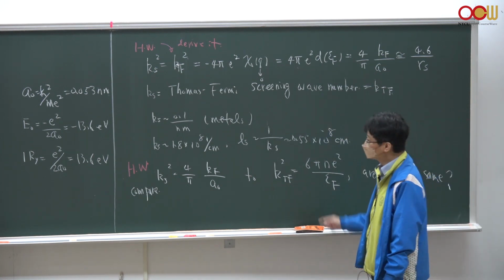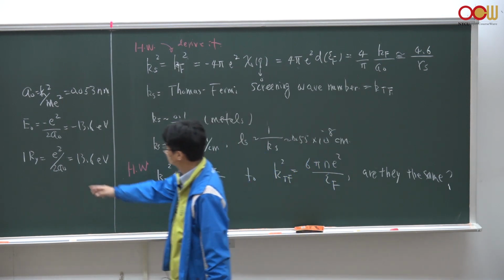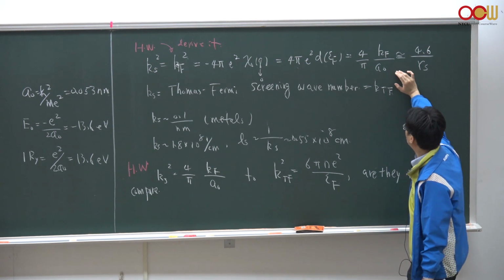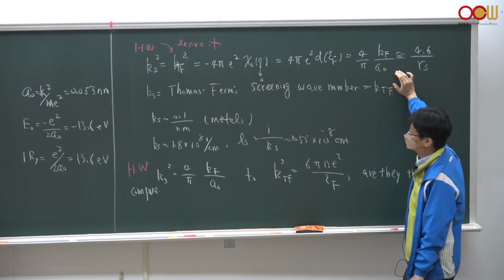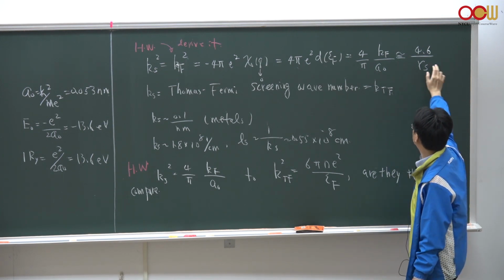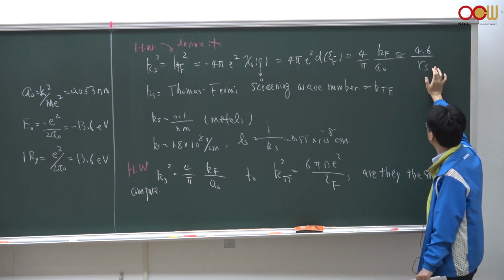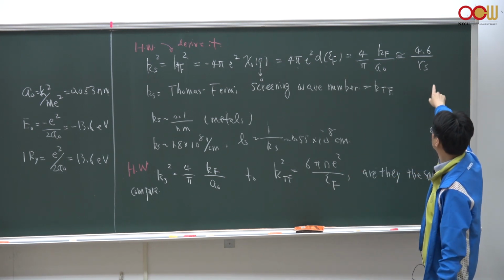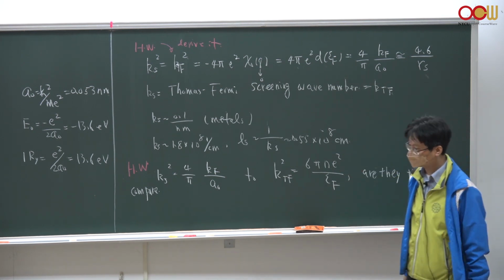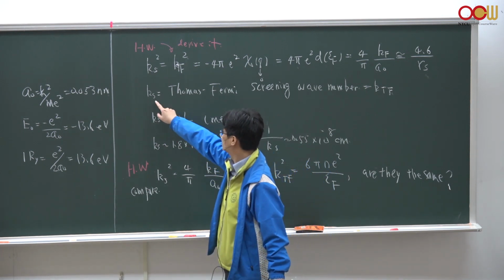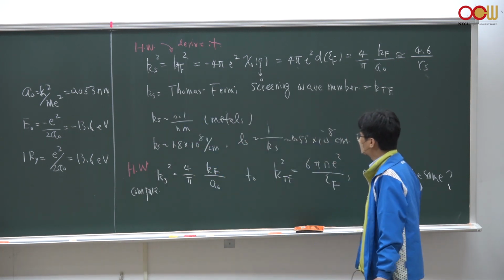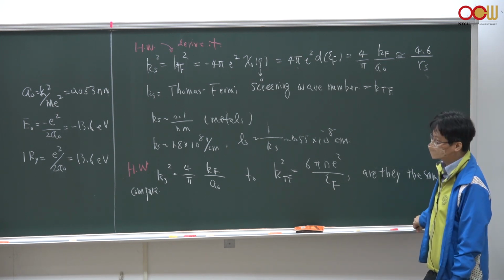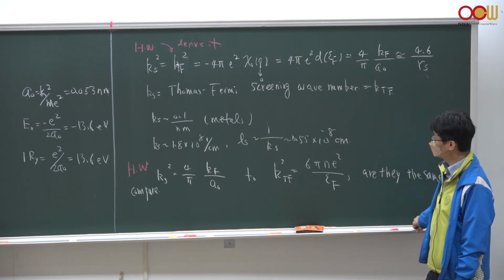And if you use the units defined here to re-express the density of states, this is given by 4kf divided by pi times A0, which is about 4.6 divided by Rs. So you could actually derive this estimation. And this Ks here is nothing but the Thomas Fermi screening wave number, KTF, that we derived earlier.